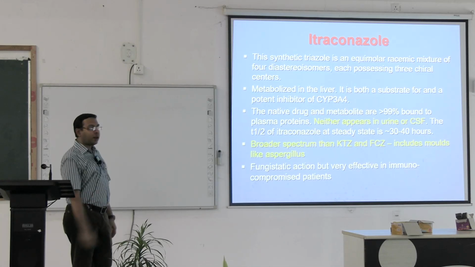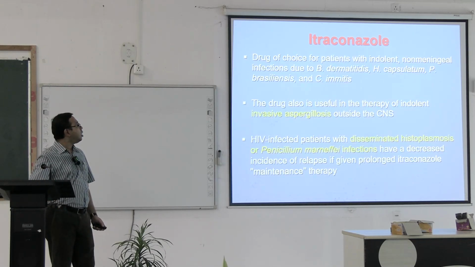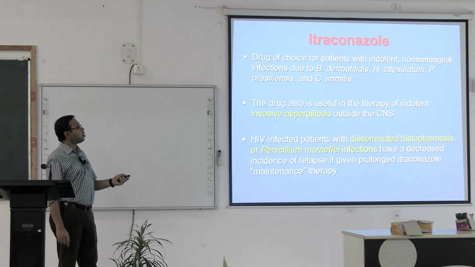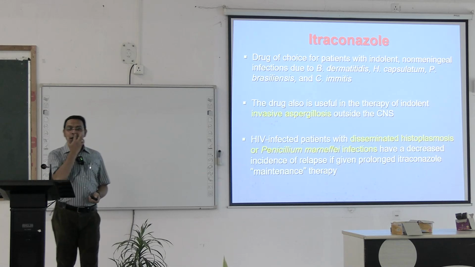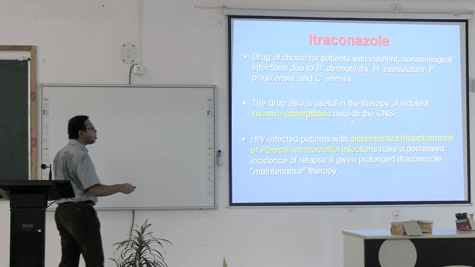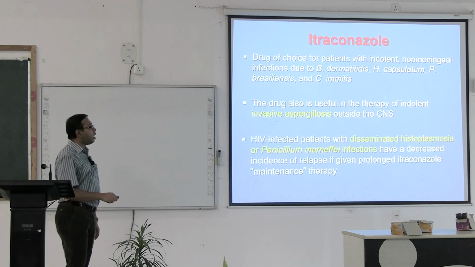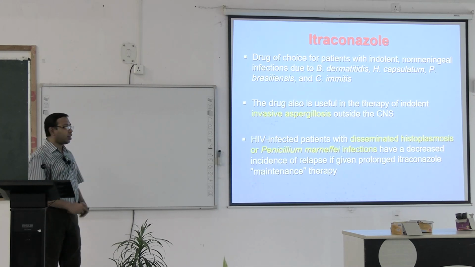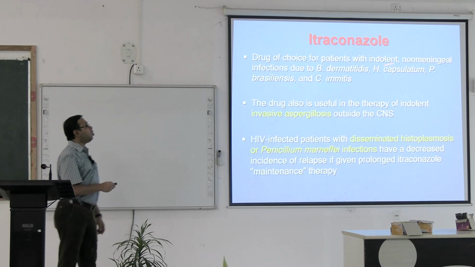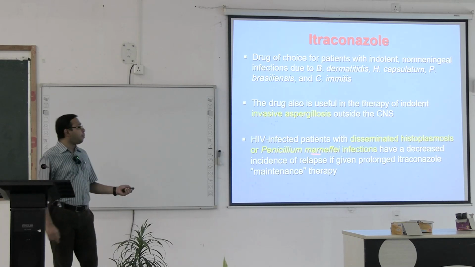It has a broader spectrum than ketoconazole and fluconazole. It includes molds like Aspergillus, and they have fungistatic action. This is the drug of choice for indolent non-meningeal infections like Blastomyces dermatitidis, Histoplasma capsulatum, Paracoccidioides brasiliensis, Coccidioides immitis, etc. The drug is also useful in the therapy of indolent invasive aspergillosis outside the CNS. In HIV infected patients with disseminated histoplasmosis or Penicillium marneffei infections, we can use itraconazole. So itraconazole is mainly used in invasive aspergillosis, indolent non-meningeal fungal infections, disseminated histoplasmosis, Penicillium marneffei infections, etc.